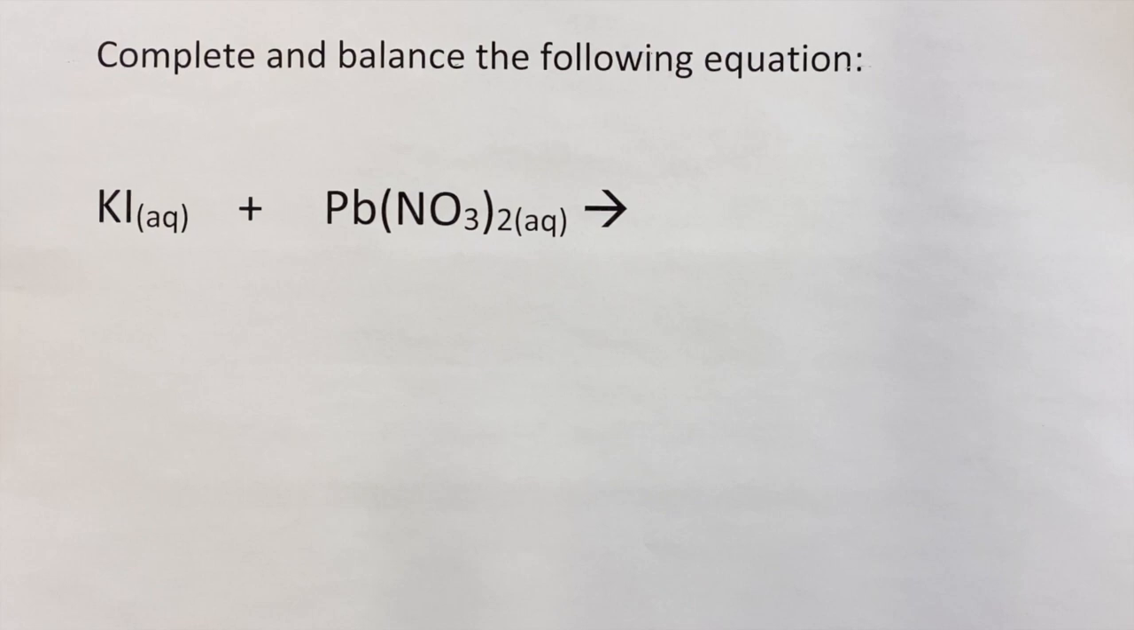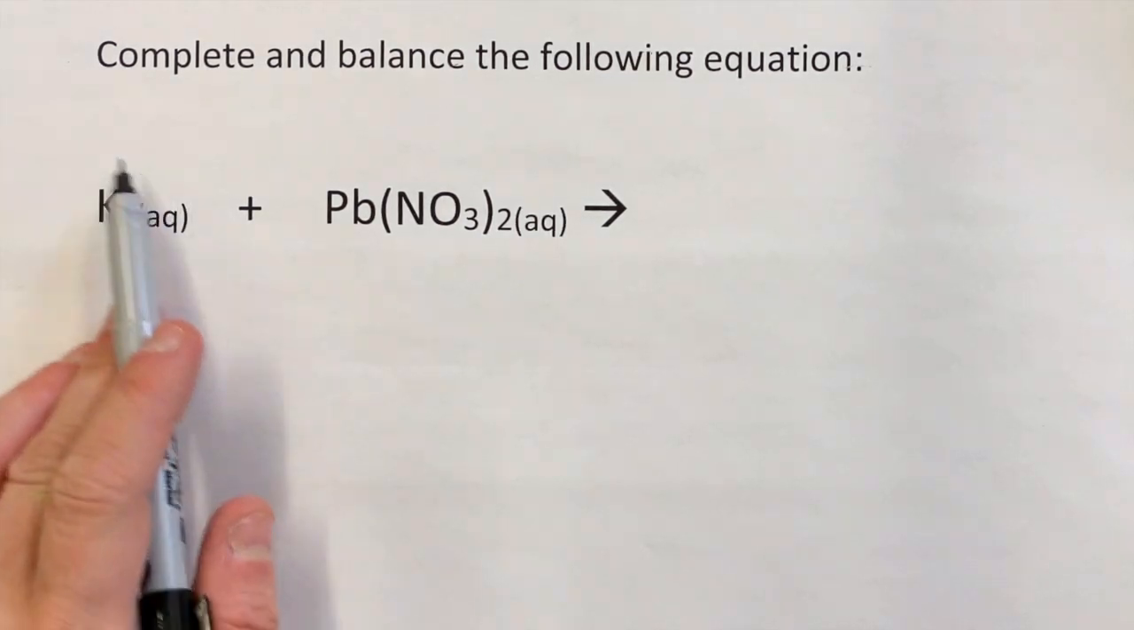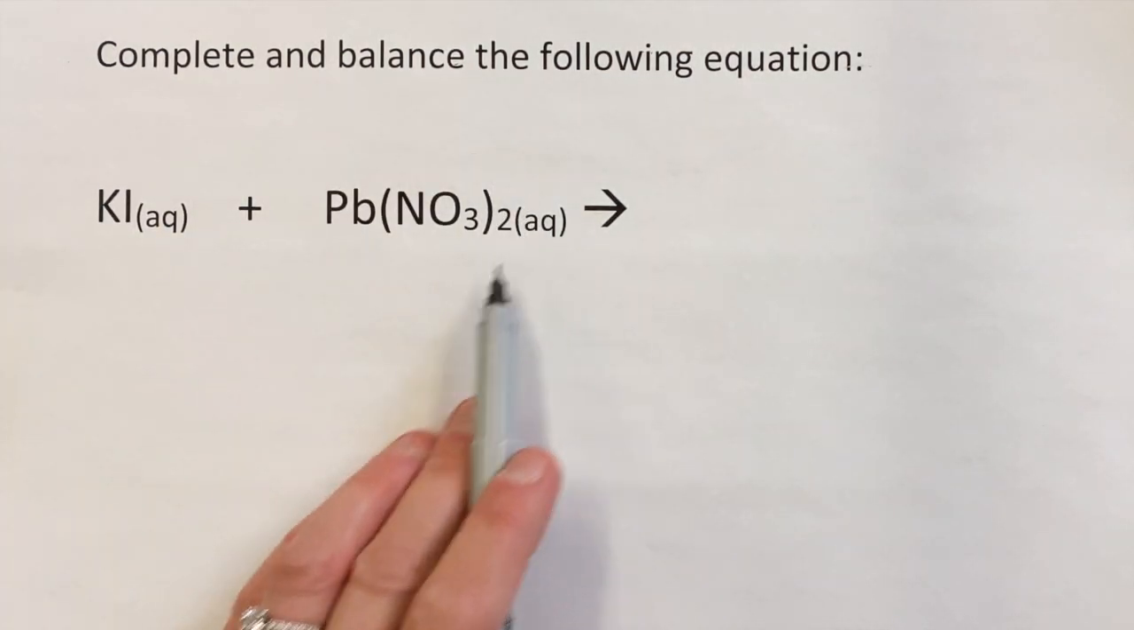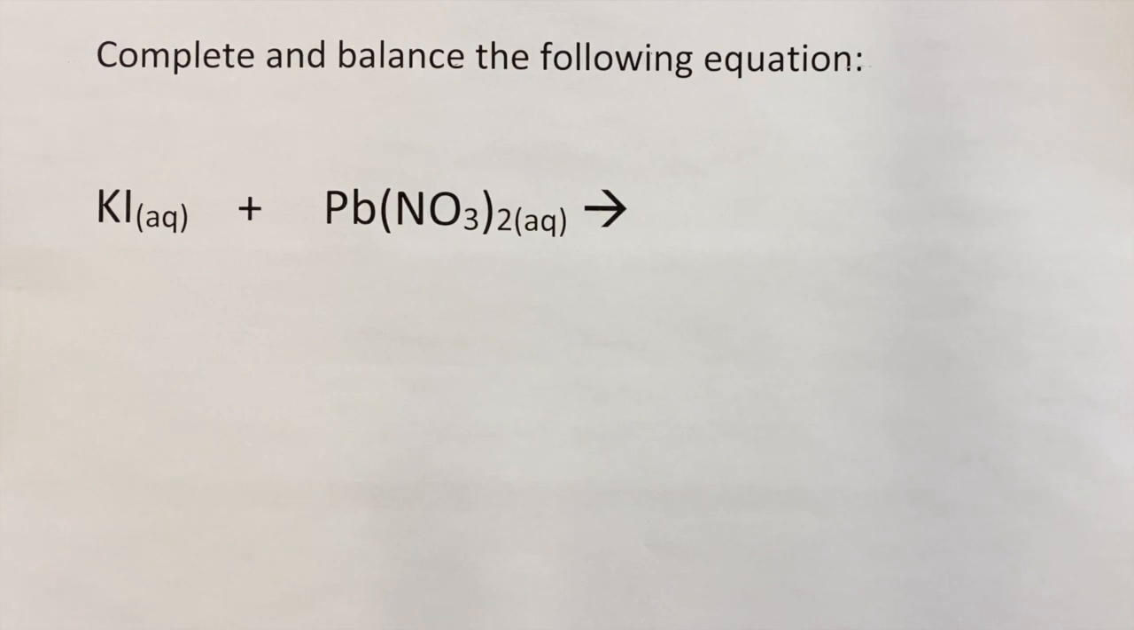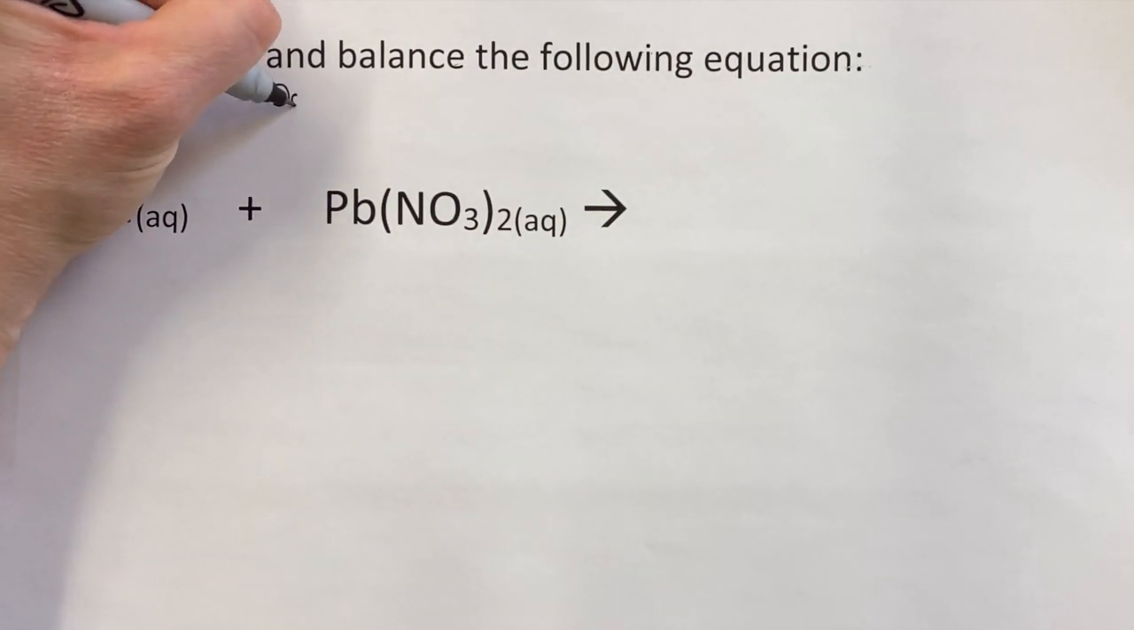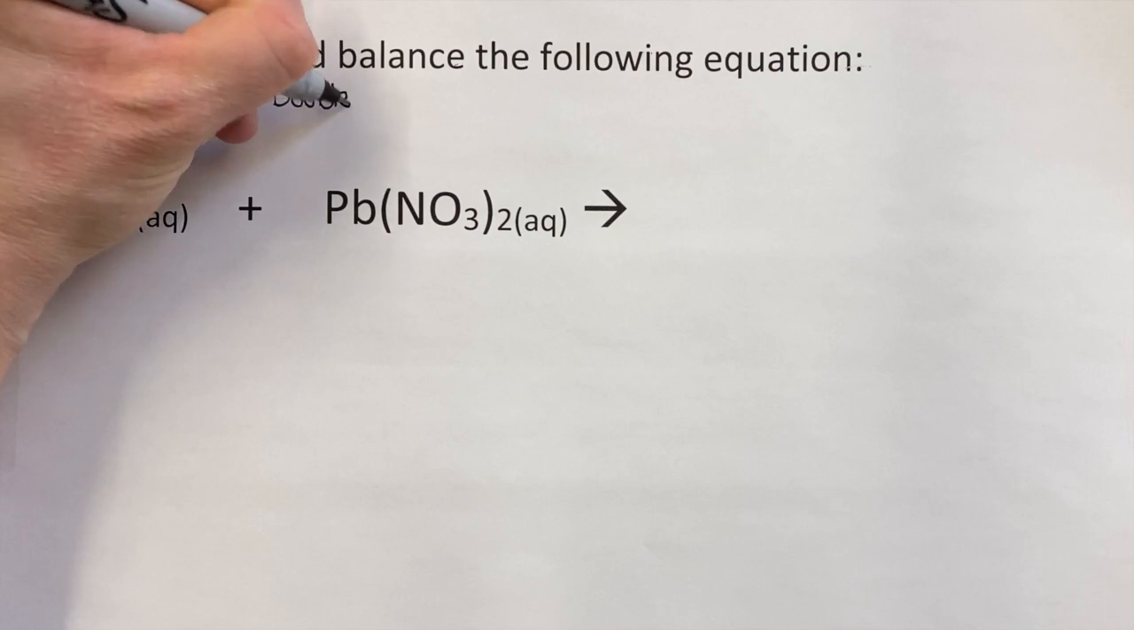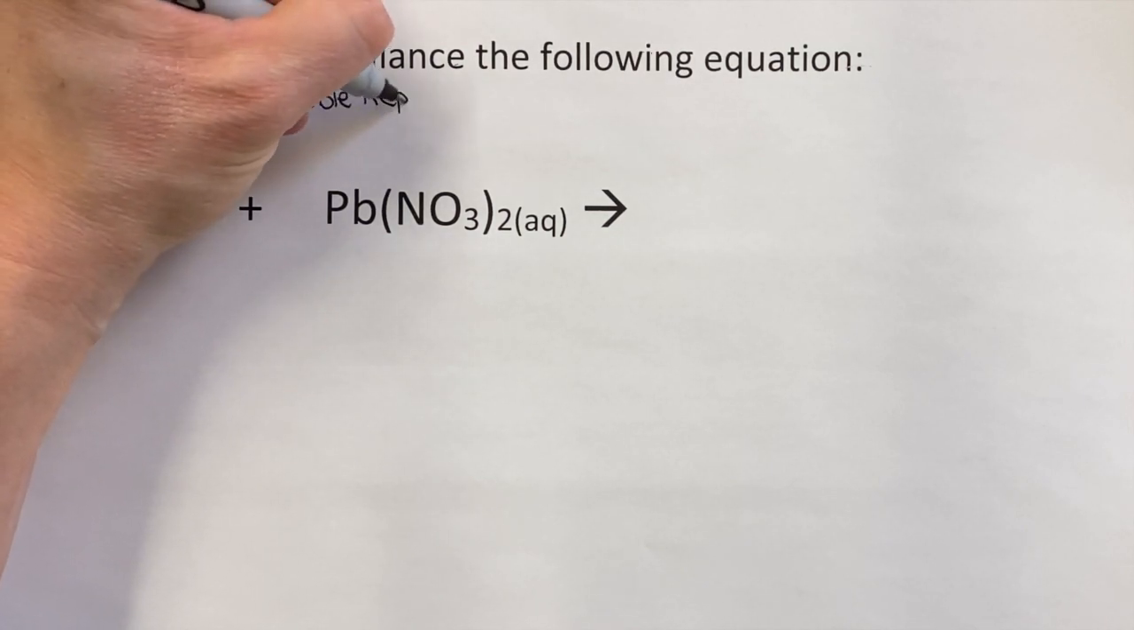This reaction asks us to complete and balance the following equation. So you can see that we have two compounds here. We have potassium iodide and we have lead(II) nitrate. Because we have two compounds, we know that this is going to be a double replacement reaction.